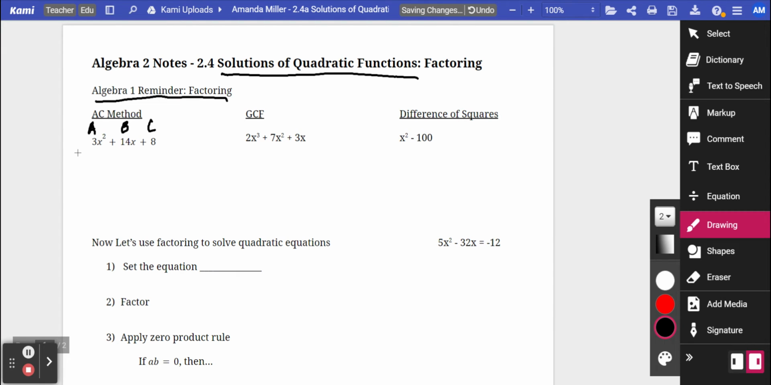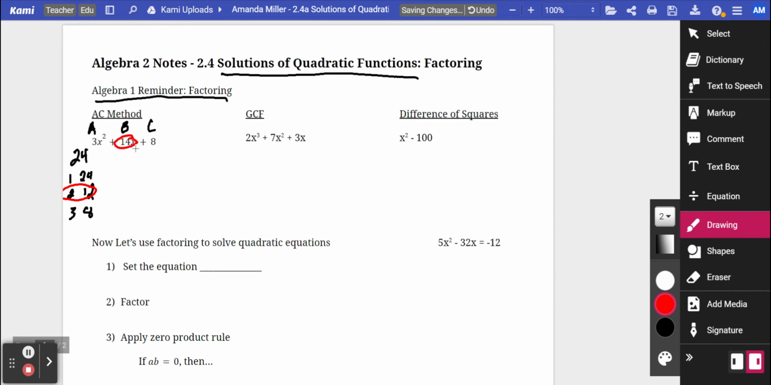So 3 times 8 is 24. And now what we're going to do is list things that multiply together to get me 24. That would be 1 and 24, 2 and 12, 3 and 8, and you just have to keep going until you find a set that will add to get you 14. So in this case, it would be 2 and 12.